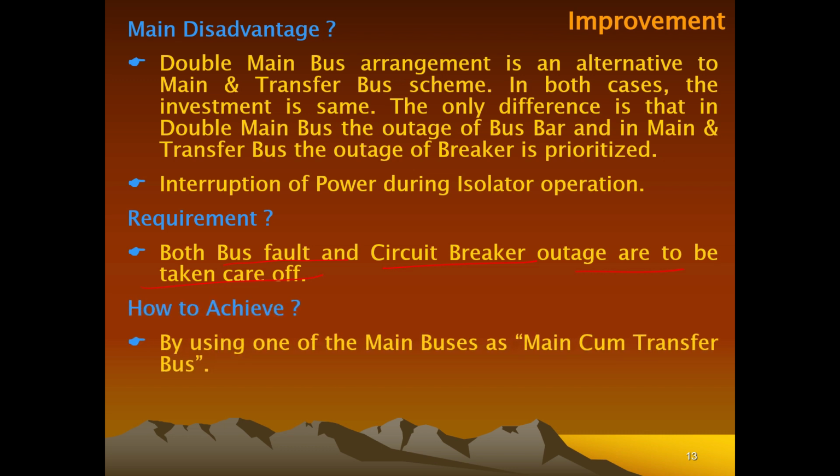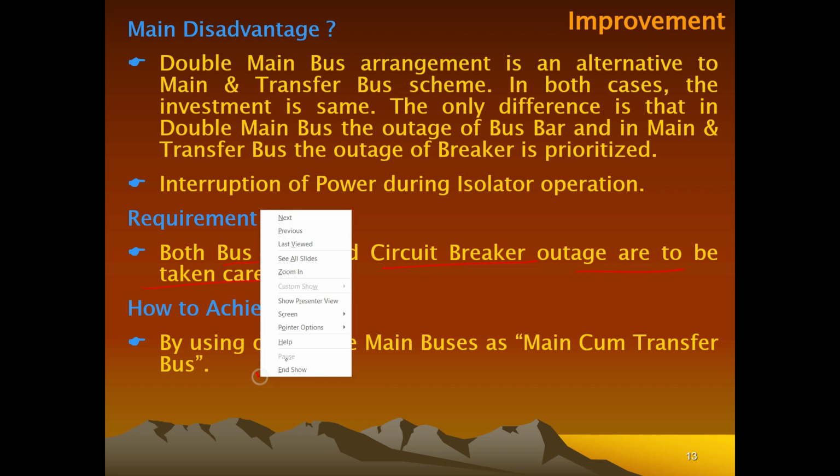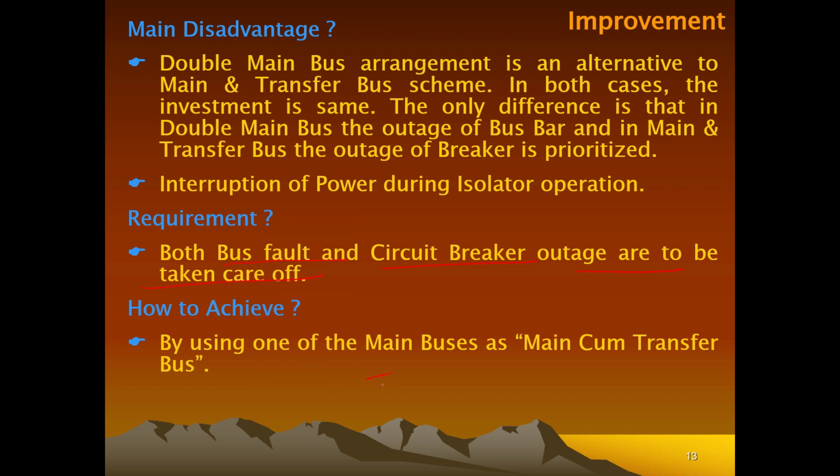And how can we achieve this? We can achieve this by using main buses as main cum transfer bus. We can use any one bus. So earlier what we were doing was using two main buses, but now instead of using two main buses, we will use one as the main bus, and this other bus we will use as main cum transfer.